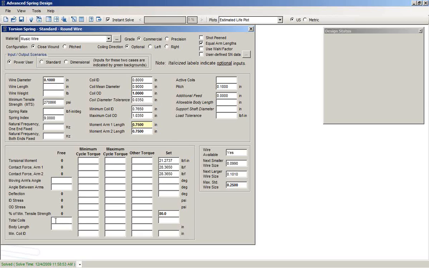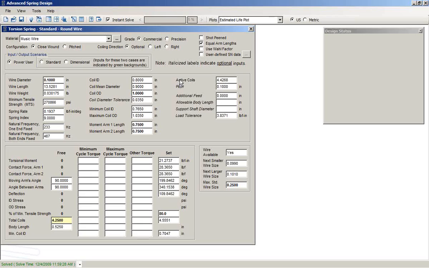Another feature that we added is computation of active coils based on body coils, or total coils as we call them, and moment arm length. The total coils plus a fraction of the moment arms equals the active coils. It's a rather complex calculation.